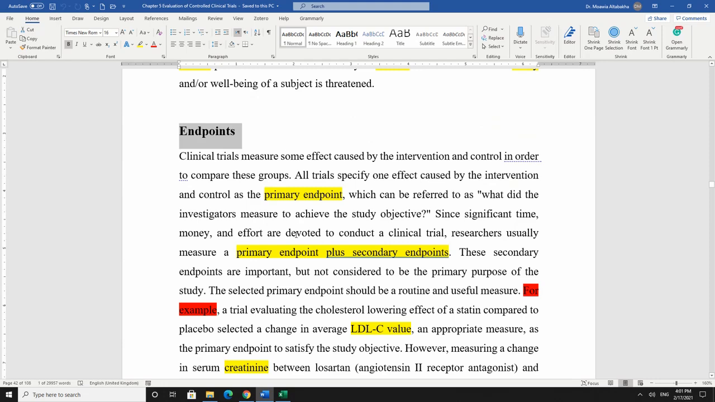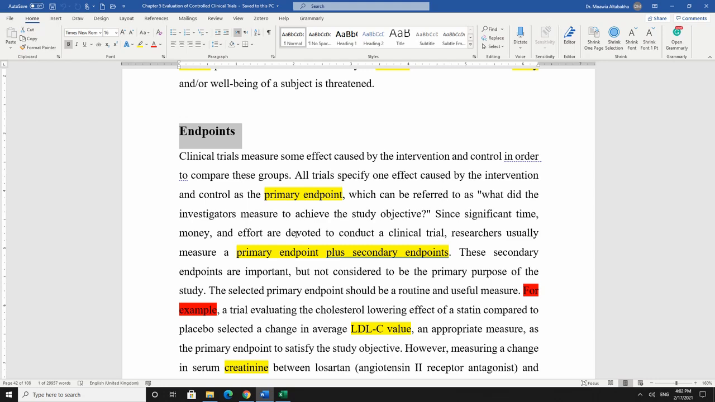Now there are many different types of endpoints, and you need to be aware of the terms that are used. Now, what is the objective of the research? You should remember it, because the answer of the objective of the work involves the primary endpoint. For example, if my objective is to see whether my drug can reduce cholesterol level, then my primary outcome will be cholesterol level.